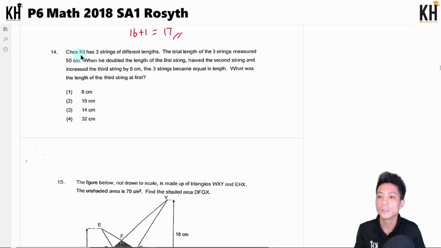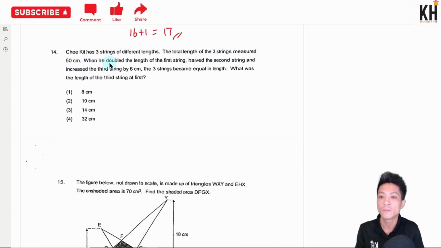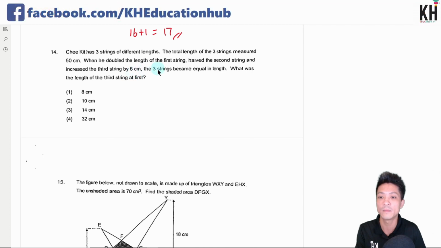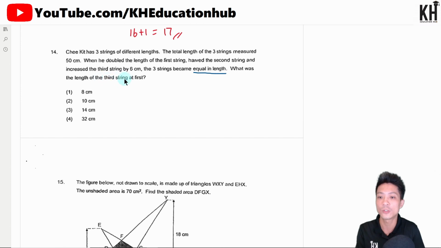Question 14. Shikit has 3 strings of different lengths. The total length of the 3 strings measured 50 cm. When he doubled the length of the first string, halved the second string, and increased the third string by 6 cm, the 3 strings became equal in length. Usually, equal in length is something very important. What was the length of the third string at first?